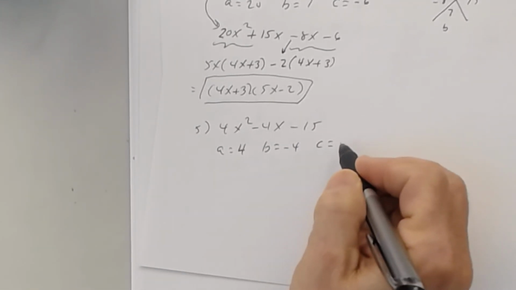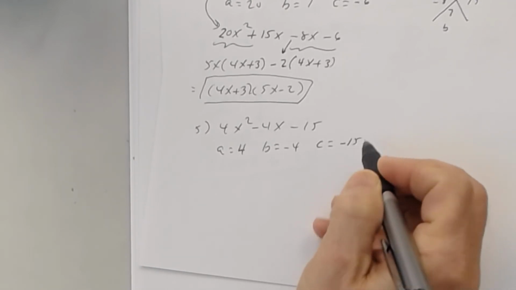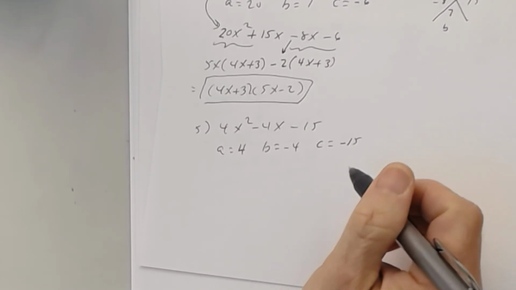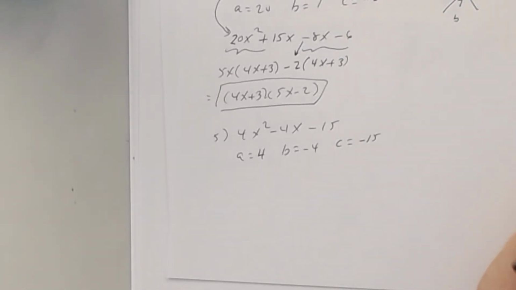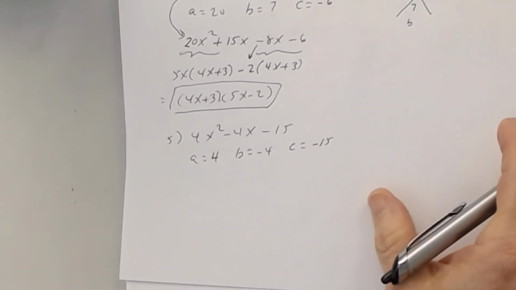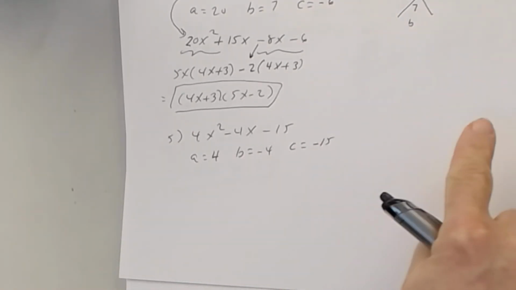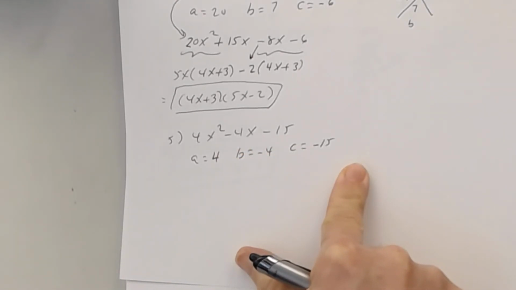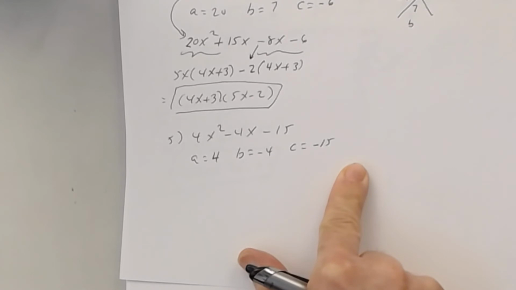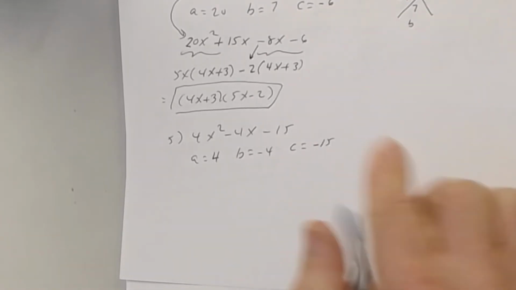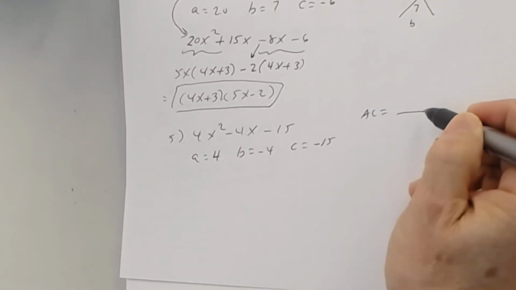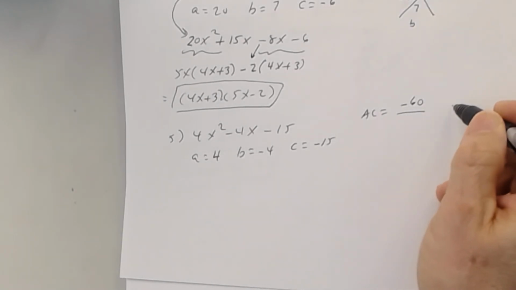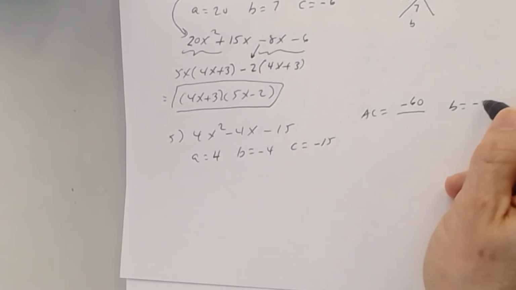And what is C? Negative 15. You could easily mess up with these signs and then do all that work and just mess all this up. So before you go any further, you got to make sure that A, B, and C are correct. Otherwise, you're doing all this for nothing. All right. A times C equals negative 60. Yes. B equals negative 4. Okay.